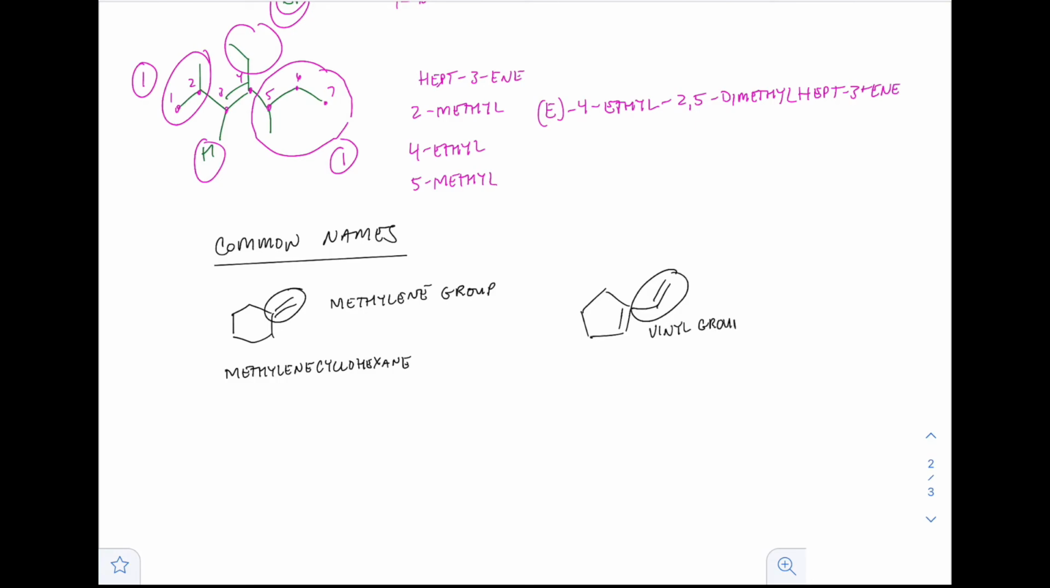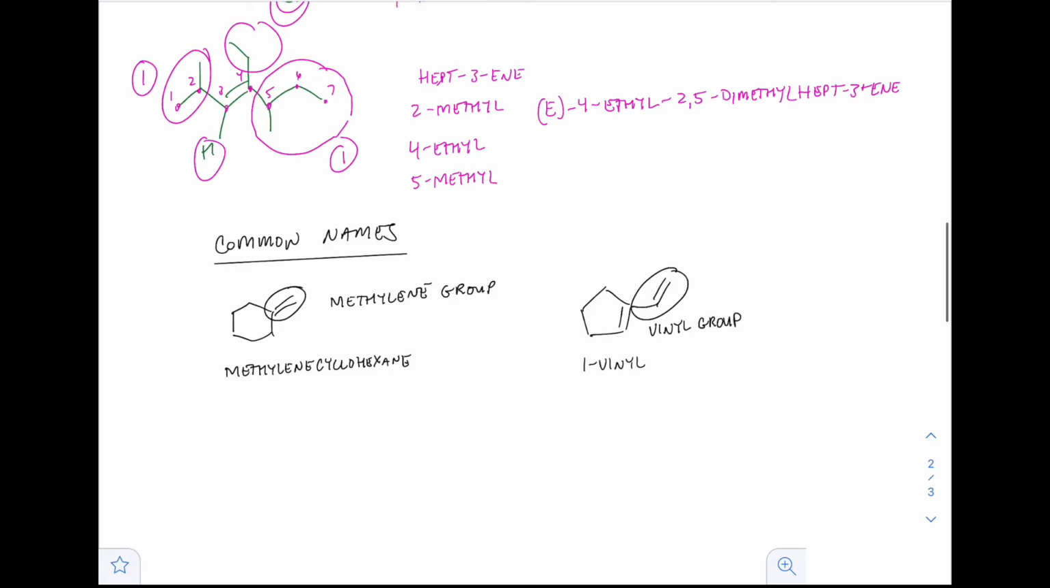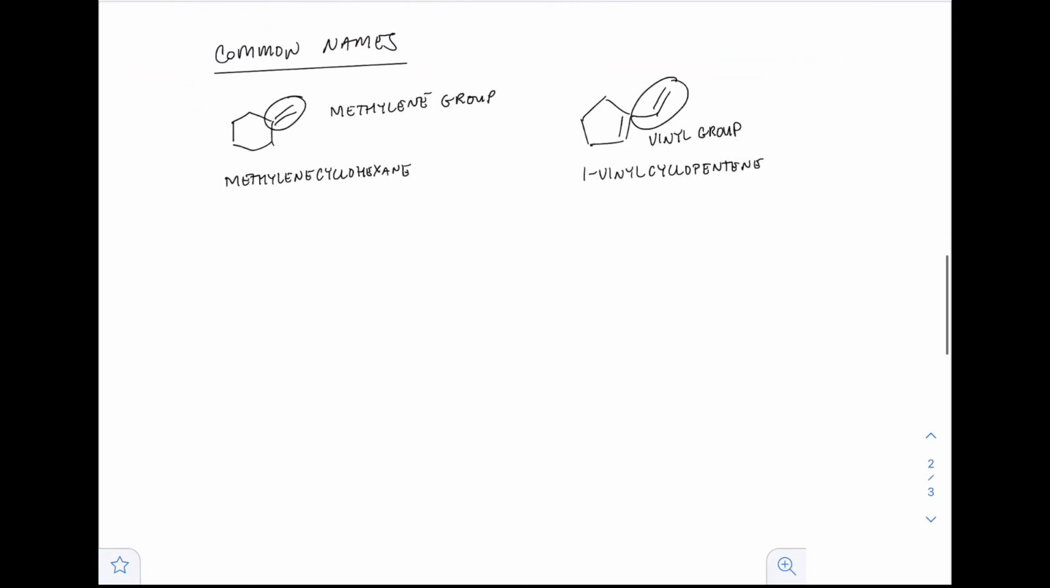Okay, so this guy right here, we have this terminal double bond, but with an extra single bond in between. This is called a vinyl group. Now this compound in general is just called 1-vinyl cyclopentene, because remember, for the cyclohexenes or cyclopentenes, we don't really number it because the alkene is always given number 1.